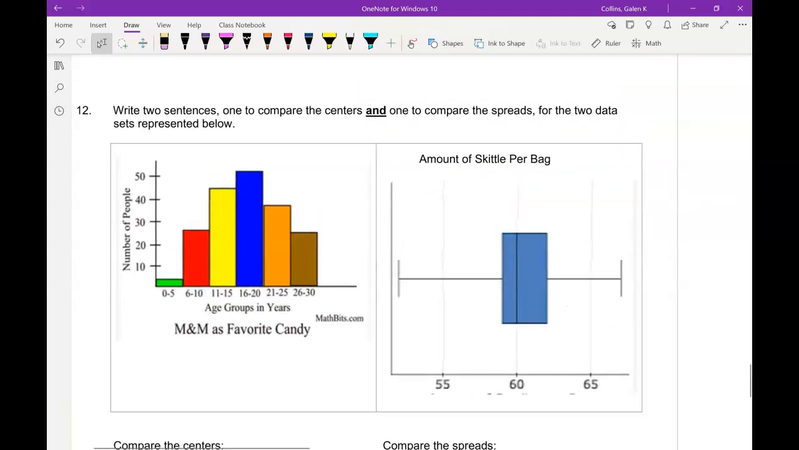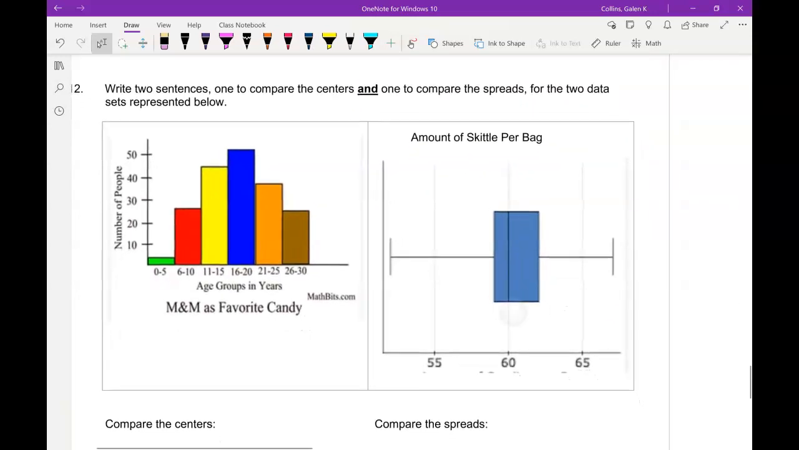All right, question 12, write 2 sentences: one to compare the centers and one to compare the spreads of the 2 data sets represented below. So remember, in a histogram, I like how colorful this is on my computer. I know yours printed in grayscale, but in a histogram, I can't tell what my exact median is. I can just tell what bin it falls into.